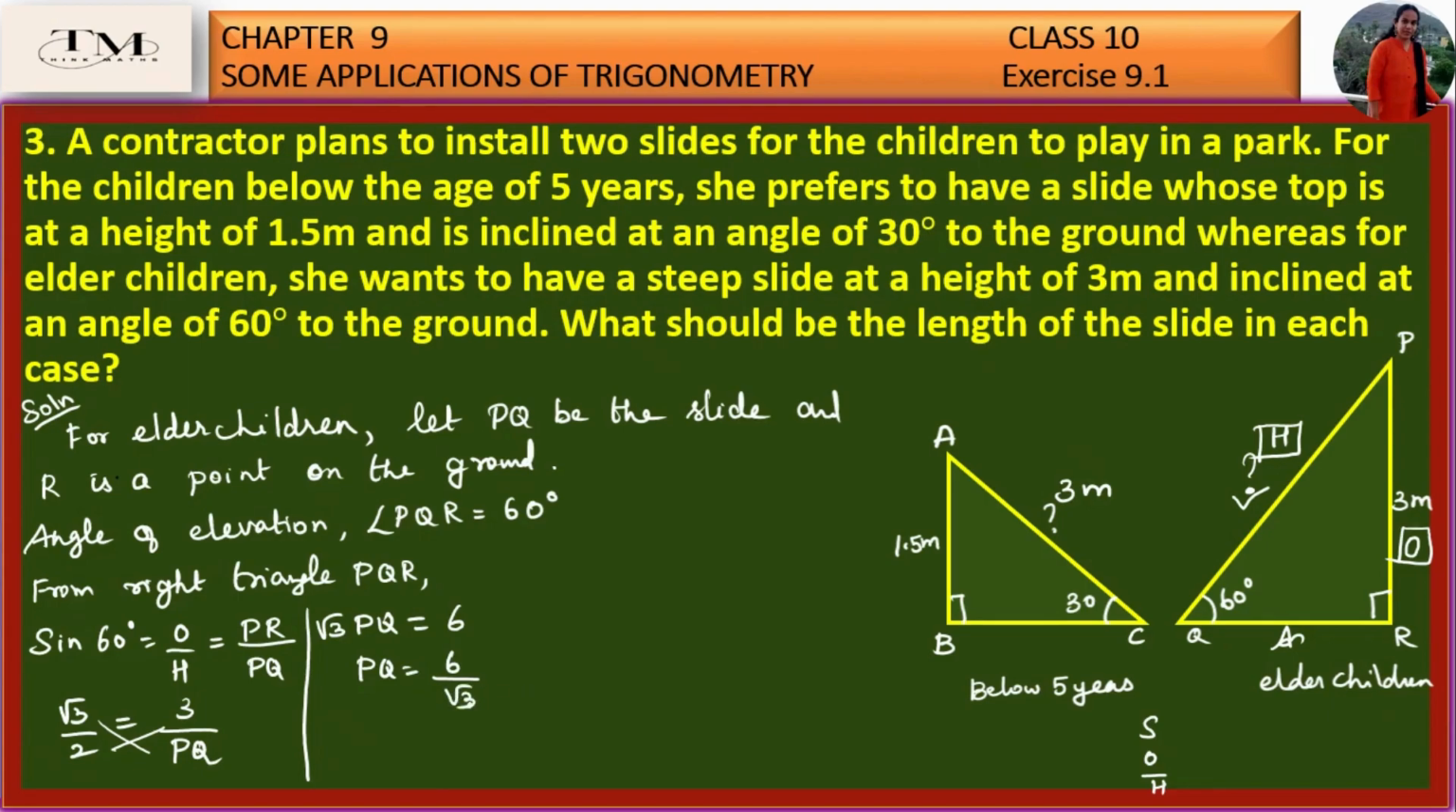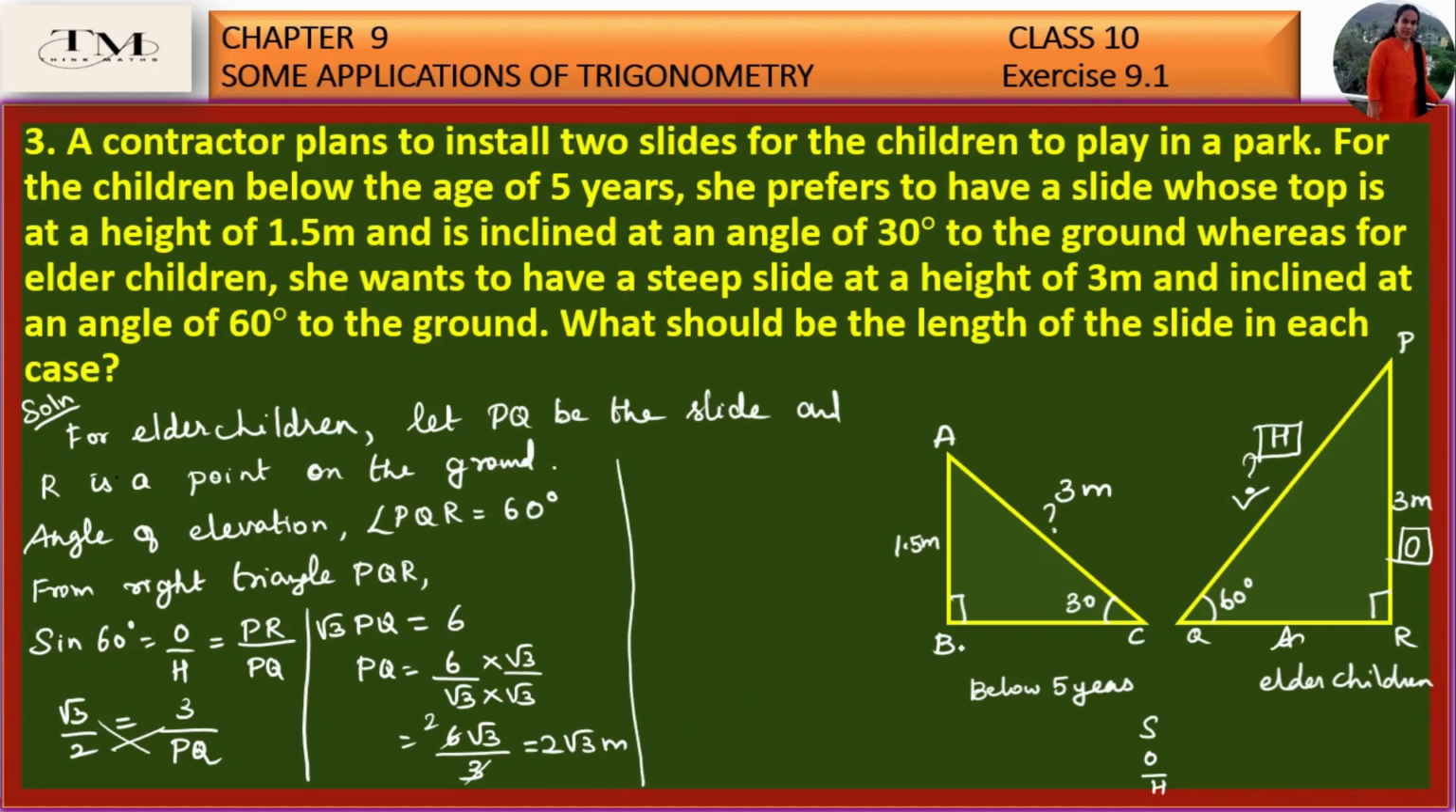Now to avoid root 3 in the denominator, let us multiply by root 3 in numerator as well as denominator. So 6 into root 3 is 6 root 3. Root 3 into root 3, the same number, so it will be 3. 6 root 3 divided by 3. So 1 3s are 3 and 2 3s are 6. So it is 2 root 3 meter. So we got PQ is equal to 2 root 3 meter.